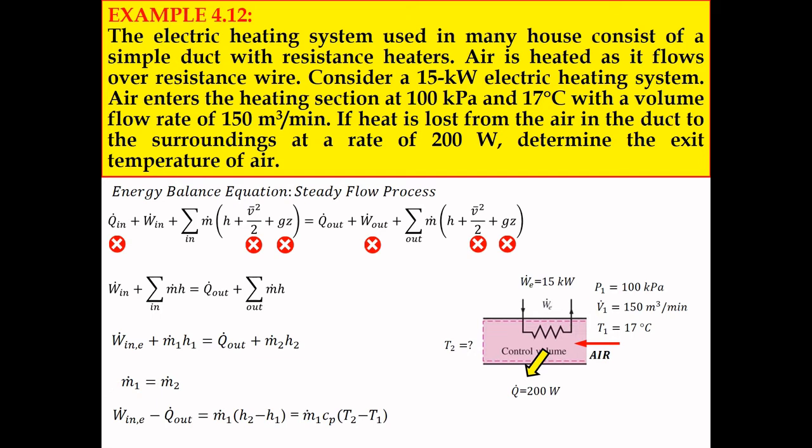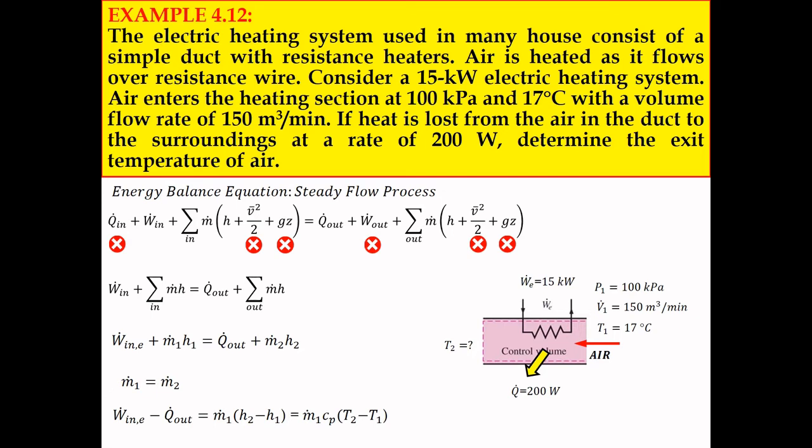So the first formula involves the enthalpy change, or we can use another equation based on the specific heat, because now the substance involved is air or gas. We can consider the air as an ideal gas, so we can use the ideal gas equation. For this case, the second equation that can be used is W in dot minus Q out dot equal to M1 dot multiplied by Cp, where the Cp value is normally given, multiplied by T2 minus T1. So we can use both equations.